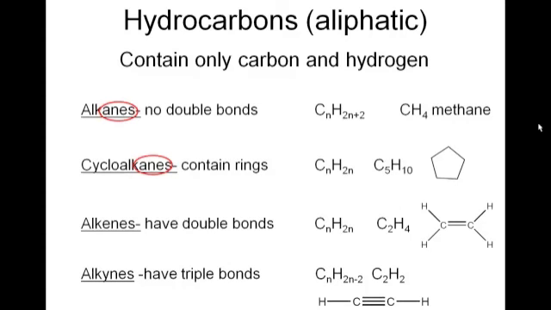When you see the suffix ane, you're always going to think no double or triple bonds. When you see the suffix ene, you're going to think double bond. And when you see the suffix yne, or ine, you're going to think triple bond.